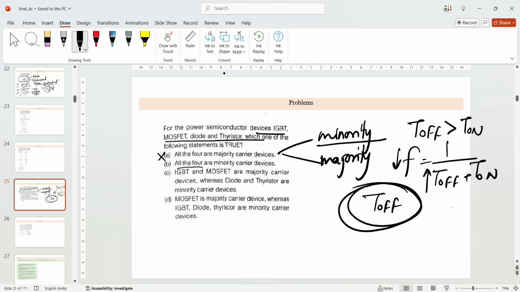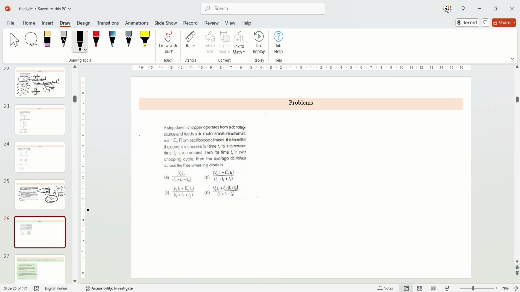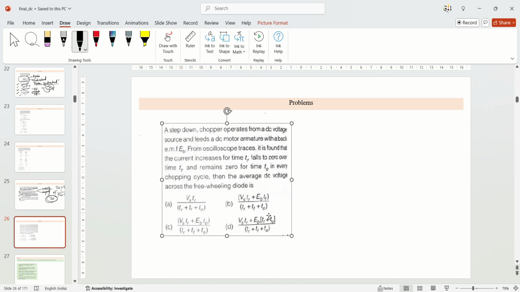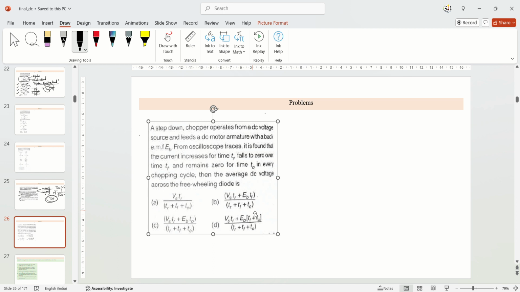The second statement, telling that all devices are minority carrier, is also false. IGBT and MOSFET are majority carrier devices, that is true. The MOSFET one is false. Okay, and the next statement is related to the buck converter only, the step down chopper. You have to let me know which statement is true related to the average DC voltage across the freewheeling diode.